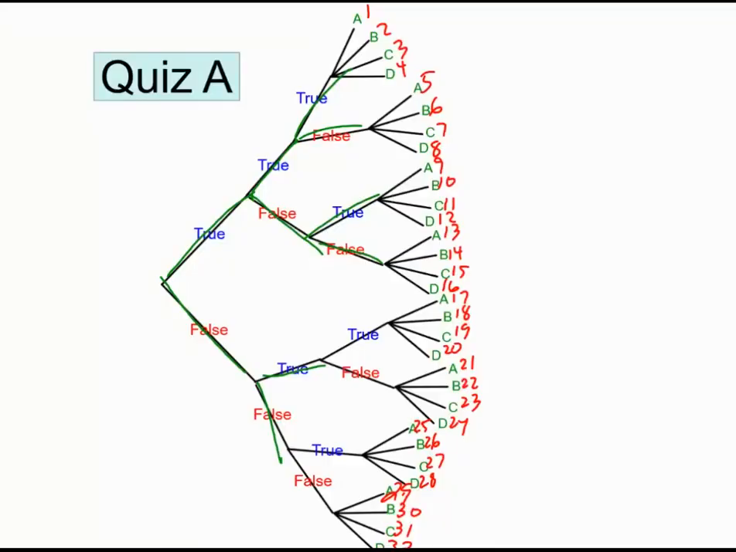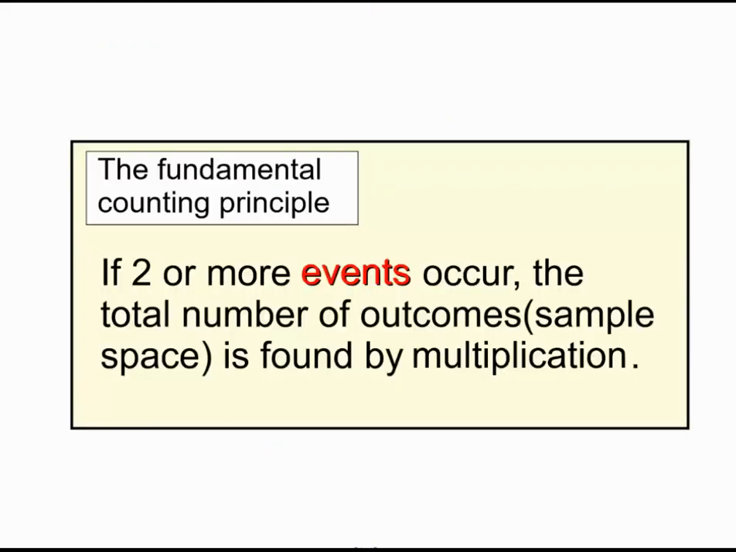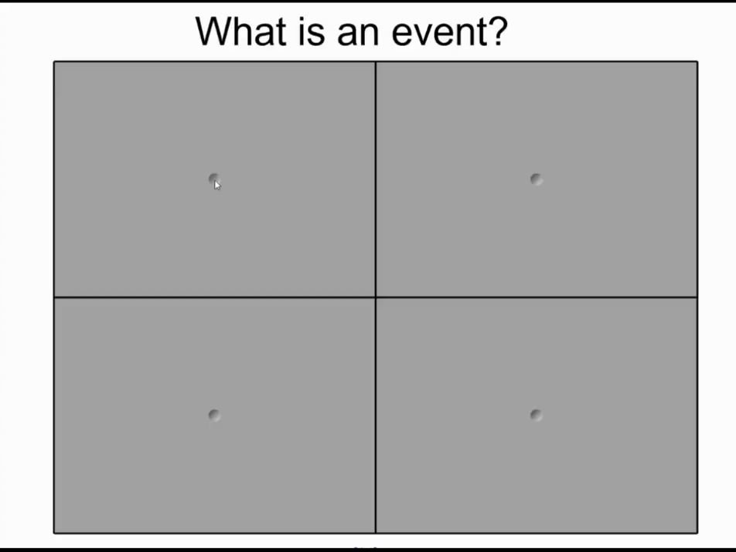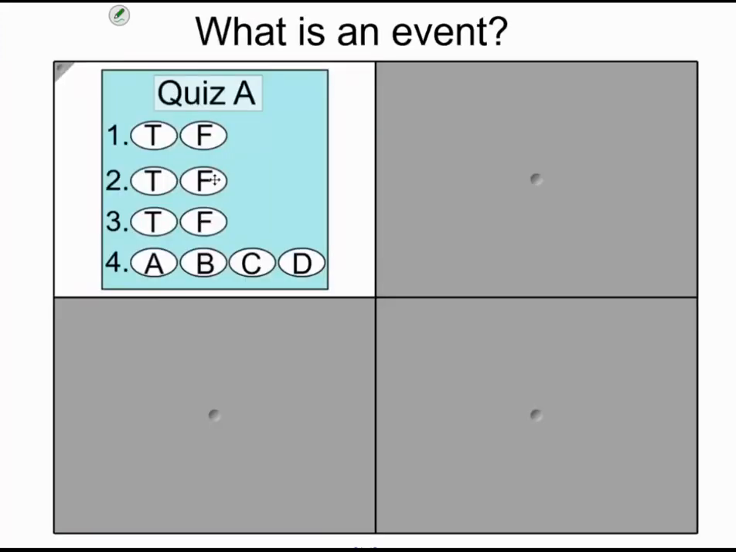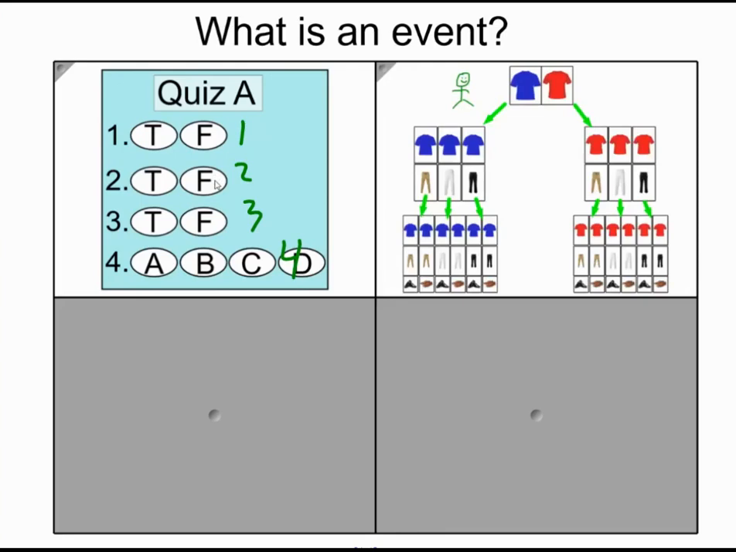Maybe you're thinking, I sure do like tree diagrams, but I hope there's something better because that would be awfully tedious to draw. Well, here's the something better, the fundamental counting principle. Let's read it. If 2 or more events, what's an event? In this quiz, there were 4 events. Each question was an event. When Steve picked his outfit, there were 3 events, a choice of shirt, a choice of pants, and a choice of shoes, each an event.